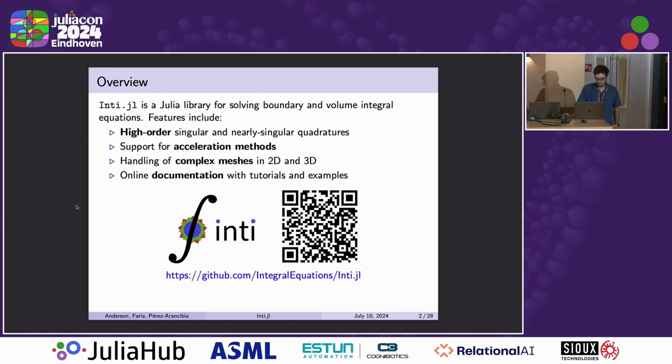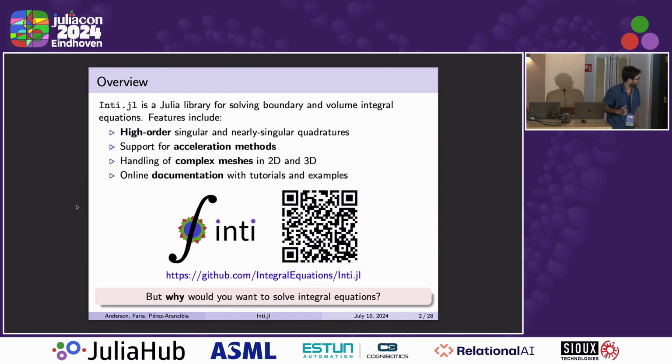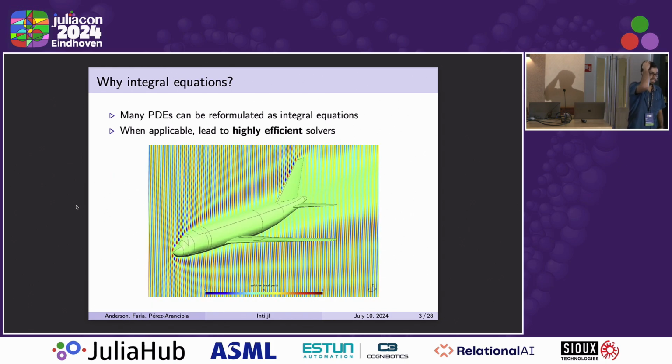Okay, so first question is why would you want to solve an integral equation? There are many PDEs that can actually be recast in terms of these so-called boundary integral equation methods. These are kind of niche methods, but when they apply, they can be very, very useful. And when you can do that, it leads to really highly efficient solvers. This is an example of a simulation of some sort of acoustic scattering of an airplane. Three-dimensional simulation. We've visualized the pressure field across a plane. And these simulations you can run on a decent laptop or a reasonable desktop if you're using these methods. Okay, and I'll try to explain why that is the case.